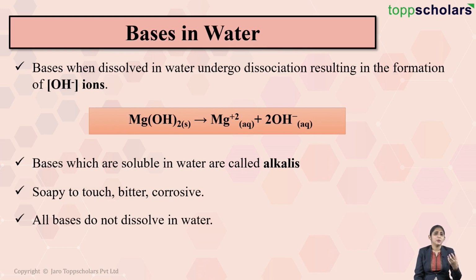Now, if we talk about the solubility of bases, all the bases are not soluble in water, right? We said that the bases which are soluble in water are called alkalis. So, just now we said that all bases are not soluble in water, which means that all alkalis are bases, but all bases are not alkalis.